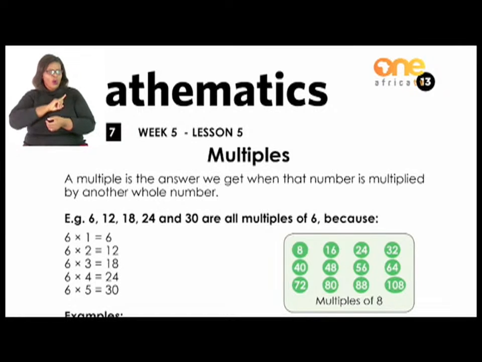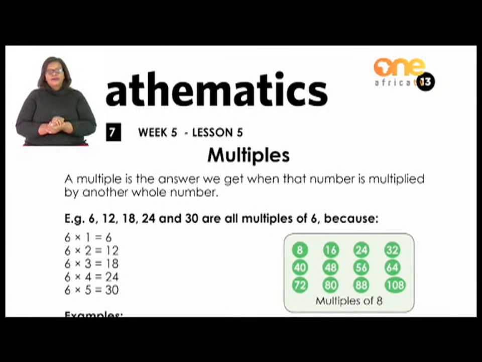Why? Because 6 times 1 equals 6, 6 times 2 equals 12, 6 times 3 equals 18, 6 times 4 equals 24, and 6 times 5 equals 30. So the multiples of 6 are the answers we get when we multiply those numbers by 6.